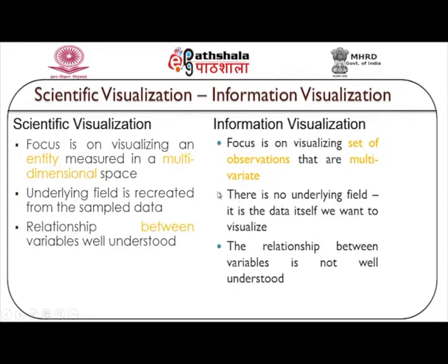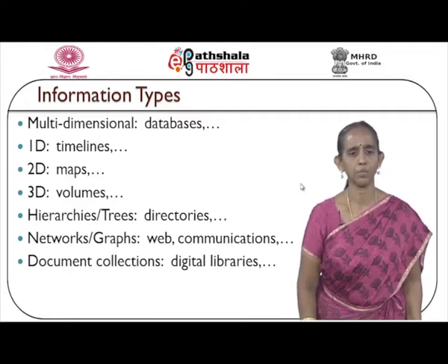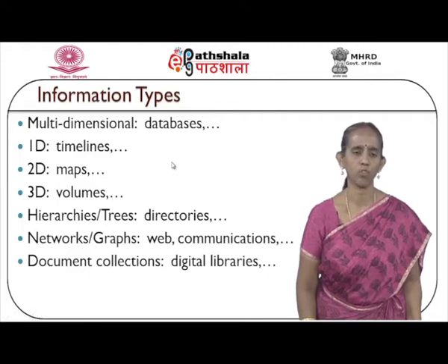In scientific visualization, it is easy for us to understand the relationship between the various variables, whereas in information visualization the relationship between the various variables is not well understood. So, these are the pros and cons associated with scientific and information visualization. With respect to the information types, we classify the visualization as multidimensional, one-dimensional, two-dimensional, three-dimensional, hierarchies and trees, networks and graphs, and document collections. Examples of one-dimensional information types are timelines. An example of two-dimensional information types is maps. For three-dimensional, we have volume representation. For hierarchies and trees, we have directory representation.